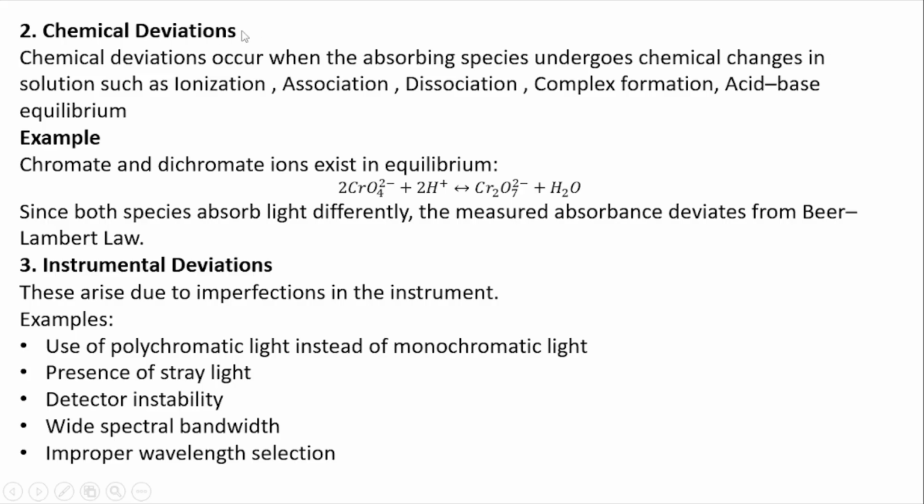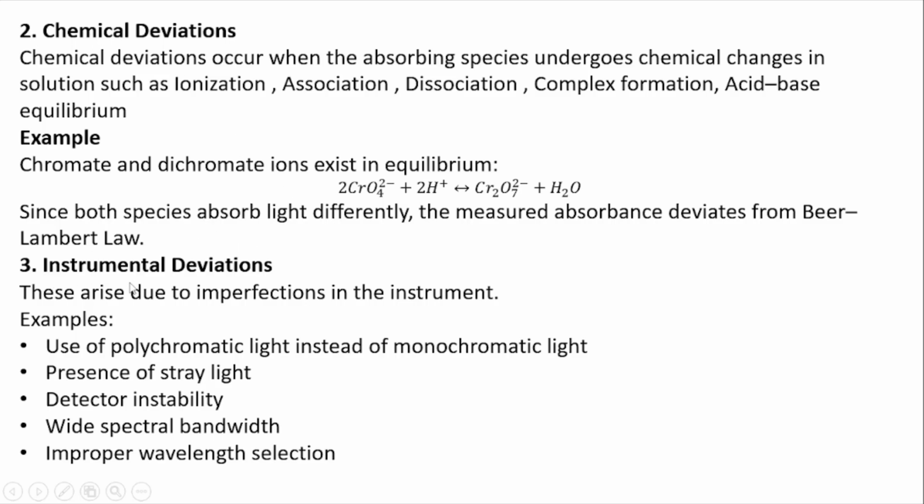Next is the chemical deviation. These deviations occur due to chemical changes such as ionization, association, dissociation, complex formation, acid-base equilibrium, etc. Example, the chromate and dichromate ions. Both ions exist in equilibrium in the solution, and since both chromate and dichromate ions absorb light differently, the measured absorbance deviates from the Beer's-Lambert's law, and hence it is called chemical deviation.